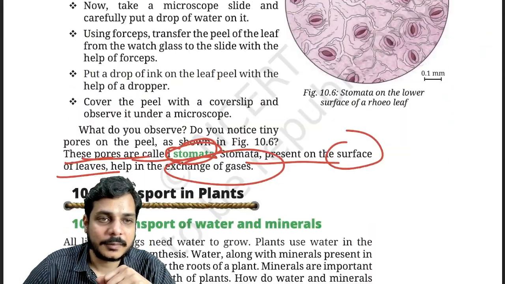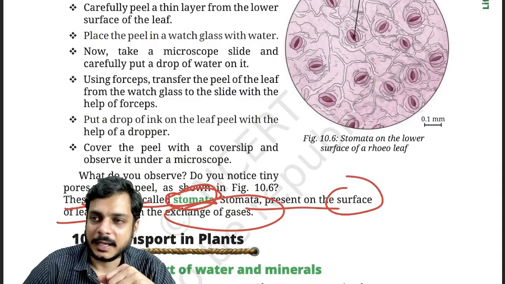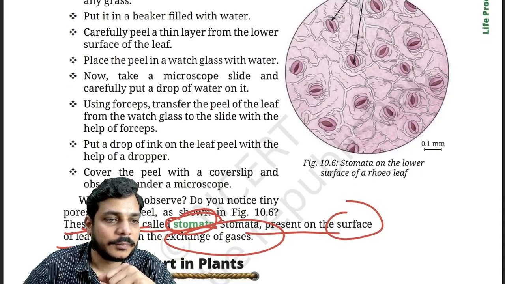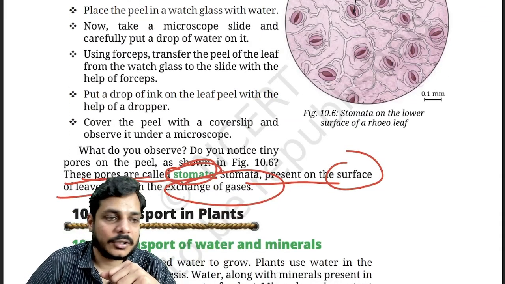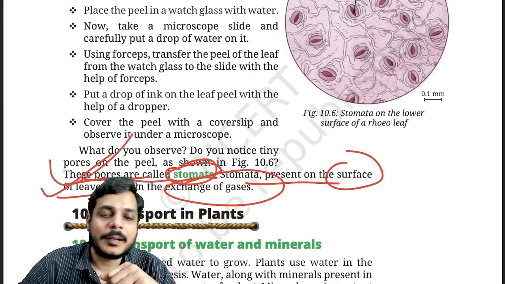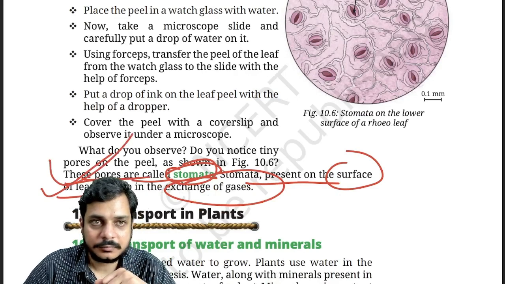Okay, so you can read here. These are the kind of bean-like structures you will see. So stomata are present on the surface of the leaves, and they help in the exchange of gases.